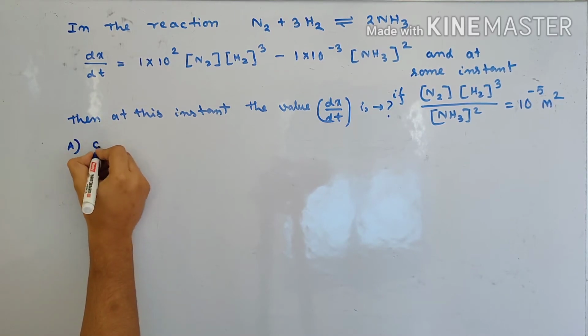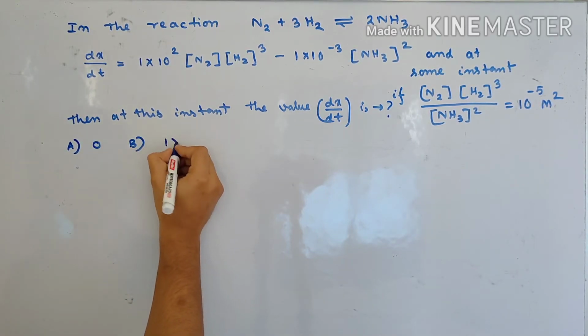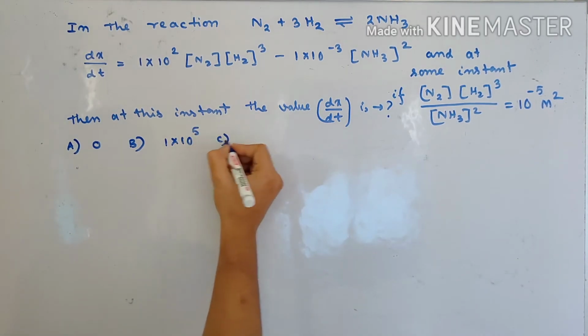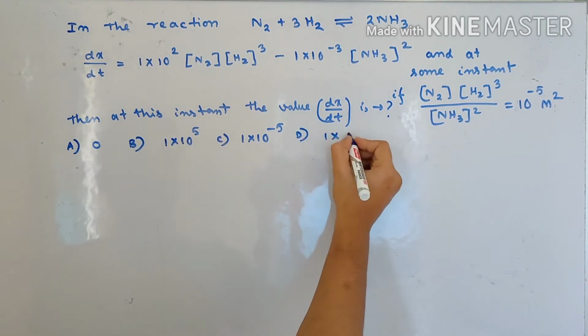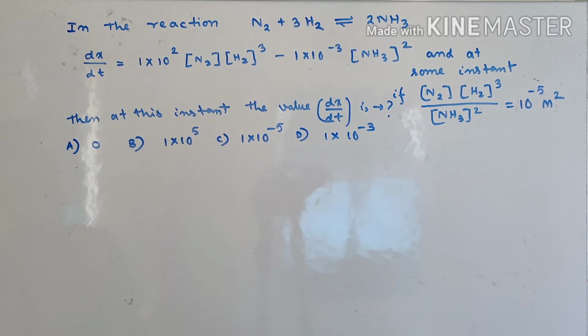In this case I am writing the options because they will be required. A is 1 into 10 to the power 5, C is 1 into 10 to the power minus 5, D is 1 into 10 to the power minus 3. We have already seen a similar problem before. It is an equilibrium case, right? It's an equilibrium case, and it is asked what should be the value of dx by dt if the reactants by product is given as 10 to the power minus 5.